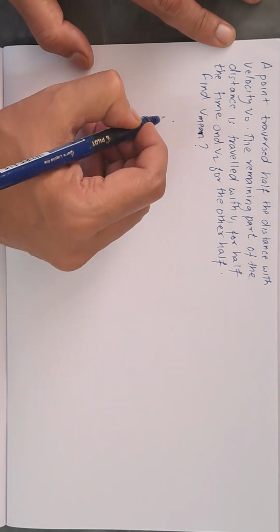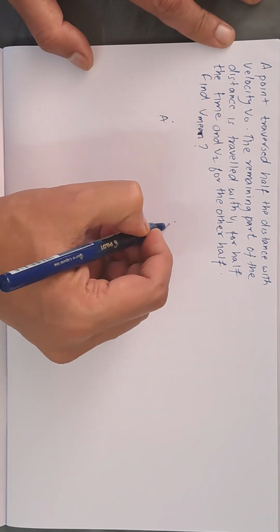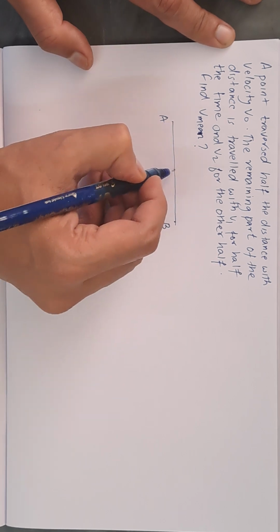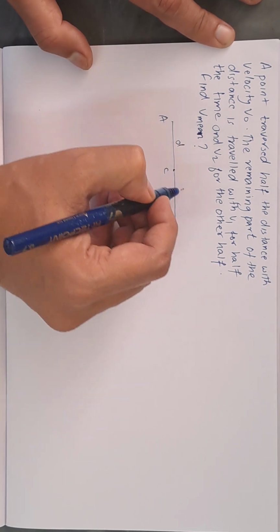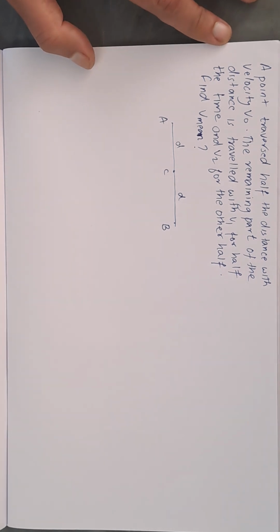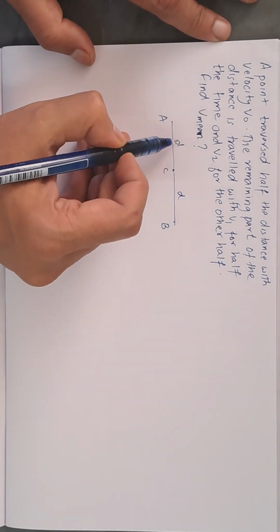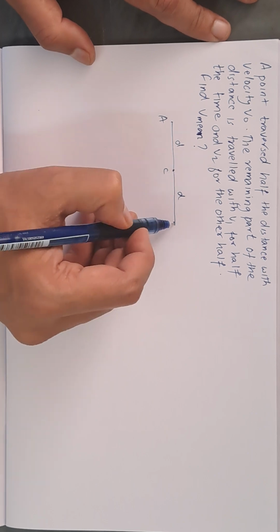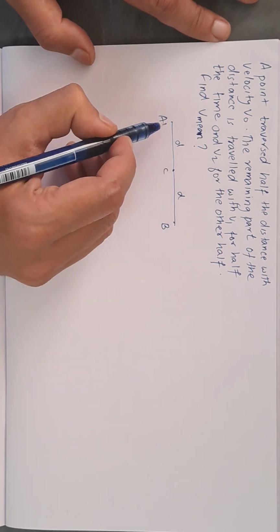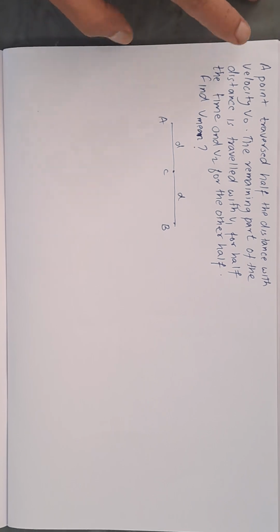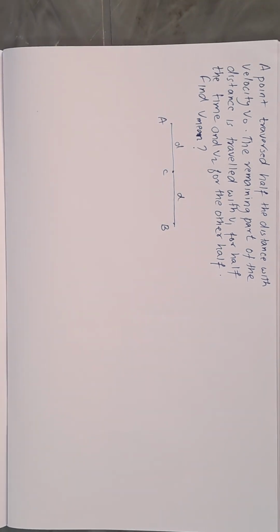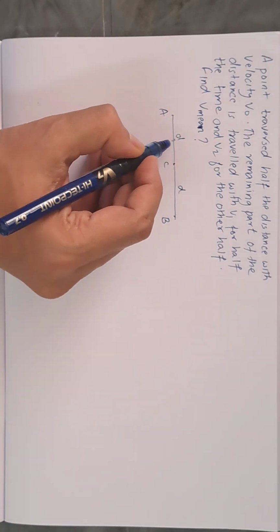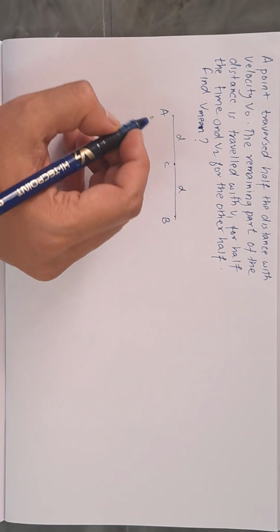There is a particle which moves between a point A, say, and a point B, and there is a middle point C. This is d, and this is also d. d is the distance between A and C. d is also the distance between C and B. So C is the middle point between A and B. A point traversed half the distance with velocity v naught. Half, d, has been travelled with velocity v naught.